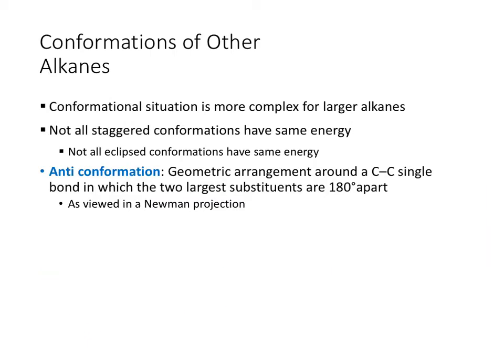As we move on to larger alkanes, the conformational situation can get more complex, and we can look at conformations along every single different carbon-carbon bond. And it turns out that with staggered conformations, they don't all have the same energy, and not all eclipsed conformations have the same energy. The anti-conformation is the lowest energy and best conformation, in which it's a staggered conformation and the largest substituents are as far apart as possible, 180 degrees apart.